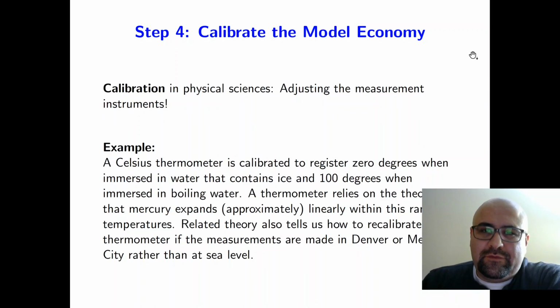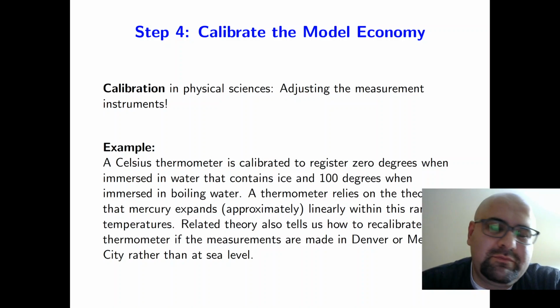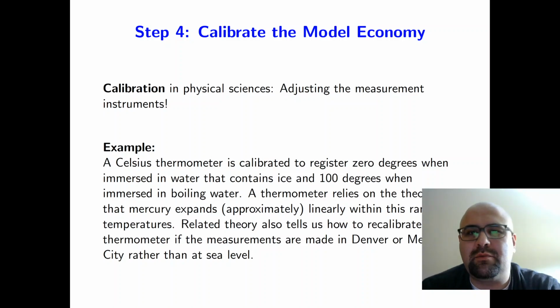And here is the fourth step, calibration. Calibration in the physical sciences, this is the example again given by Kydland and Prescott, means adjusting the measurement instruments. The famous example is the Celsius thermometer.